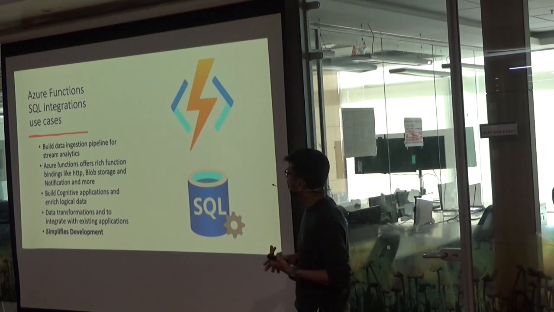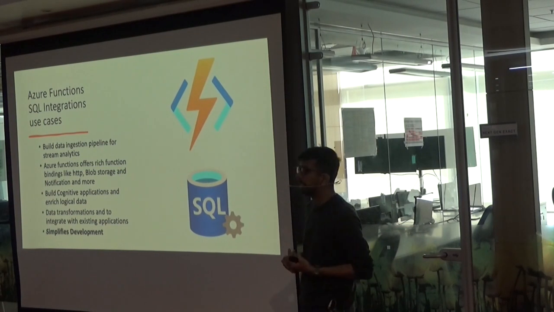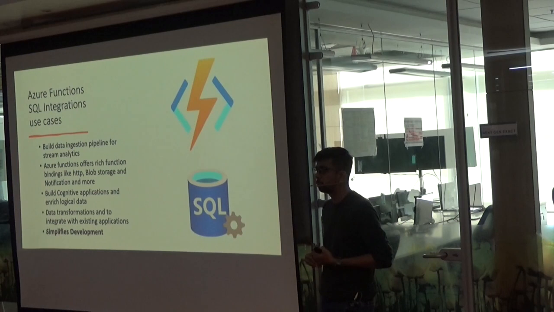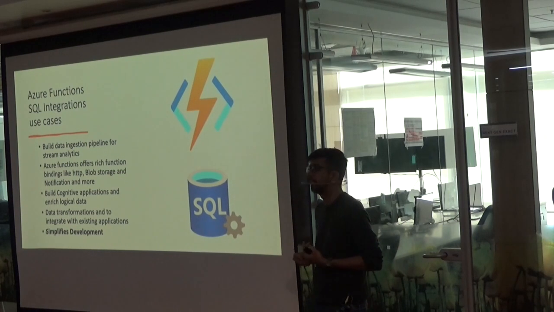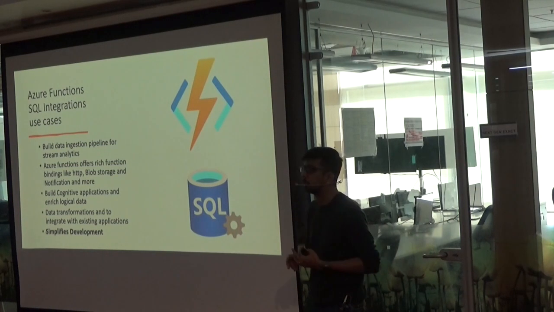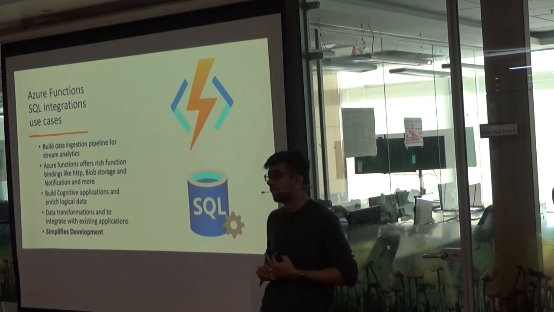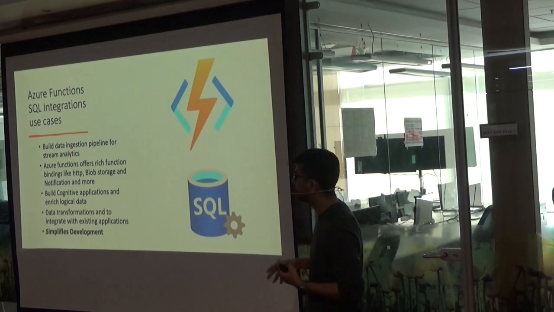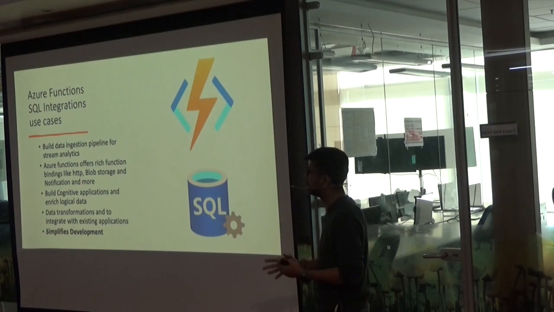We have a lot of data that is getting into Azure SQL, and one of the common problems we usually have is building data ingestion pipelines. For example, if you have some sort of IoT data coming from different streams, and you want to massage the data and ingest it into SQL, that's where people commonly link Azure Functions and Azure SQL together.